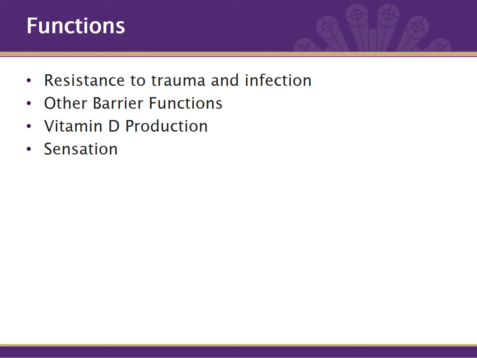Skin also functions in sensation. Skin contains many nerve endings for various sensations, such as heat, cold, touch, texture, pressure, vibration, and pain. Skin also functions in thermoregulation. It contains mechanisms that allow the body to maintain homeostasis by warming or cooling the body down. Mechanisms include vasodilation, vasoconstriction, as well as sweating.